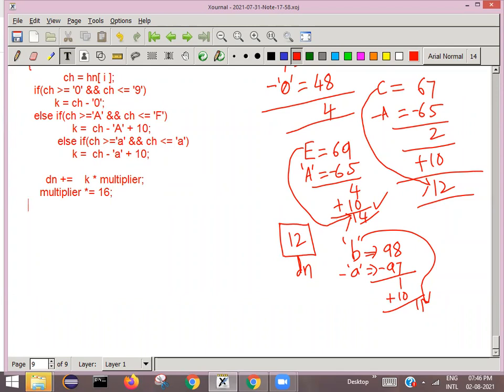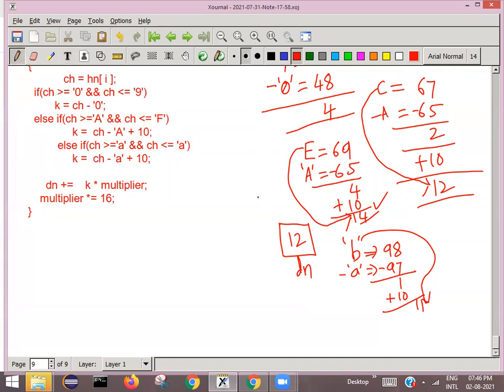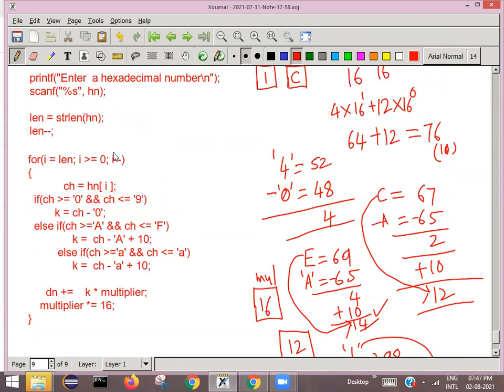Okay, so then close this for loop here. Now the for loop ends here. Multiplier will become 16 here, 1 into 16 is 16. So this is the multiplier value. Previously it was 1. I'm just showing this as mul here. Multiplier value 1 into 16 means 16. Okay, so the end of the loop reaches here. Then it goes to the increment section, i minus minus.